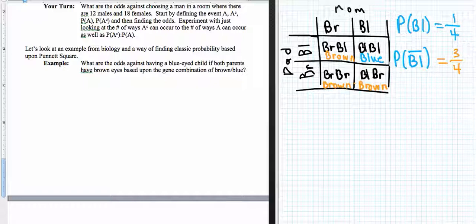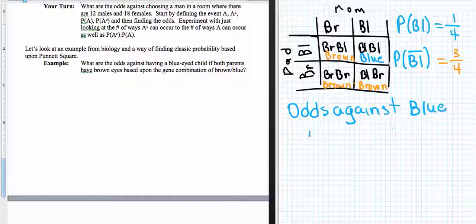And so we have these probabilities. So our problem says, what are the odds against having a blue-eyed child if both parents have brown eyes based upon a brown-blue genetic combination? So what we see here is the odds against a blue-eyed child. This would look like the probability of not blue divided by the probability of a blue.